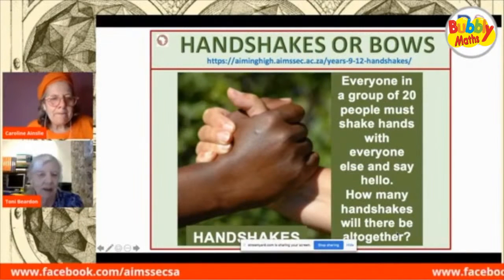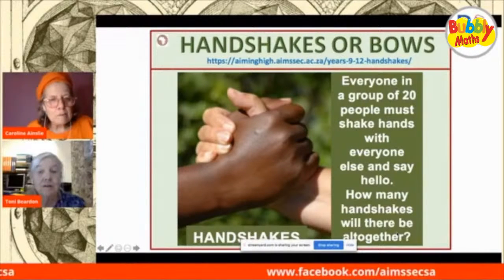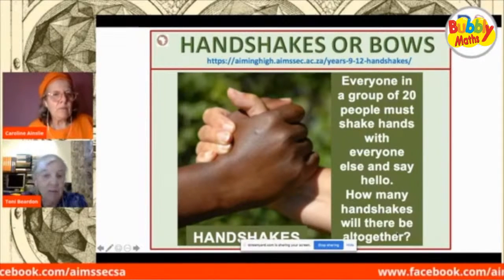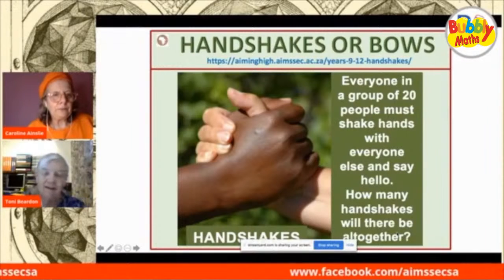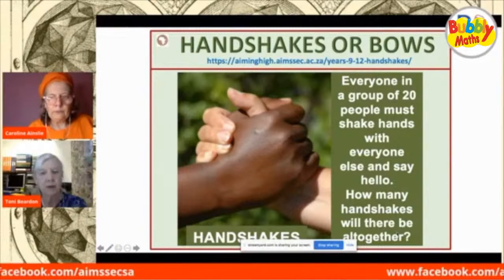Suppose everyone in a group of 20 must shake hands or bow to everyone else and say hello, and it's got to be one-to-one. It's a one-to-one greeting. How many handshakes will there be altogether? Now, it could be more people. Let's talk about different numbers of people, but in this graphic you've just got problems posed for 20 people.